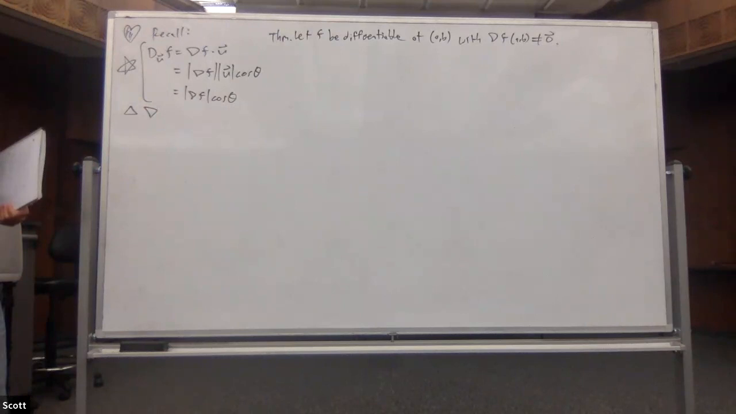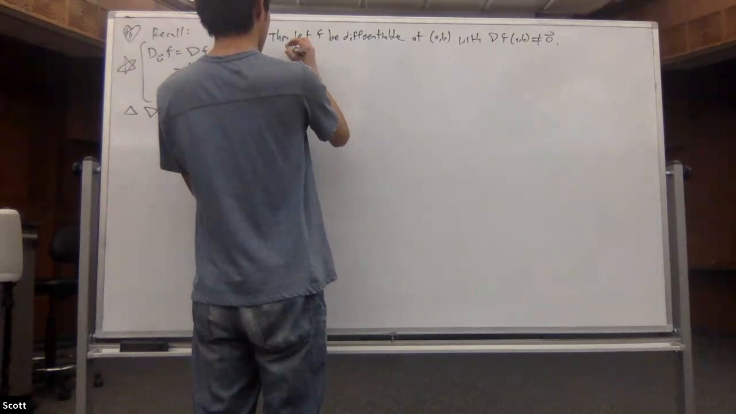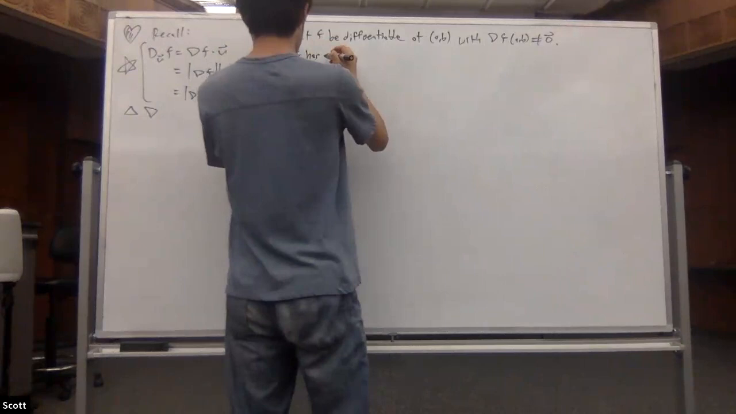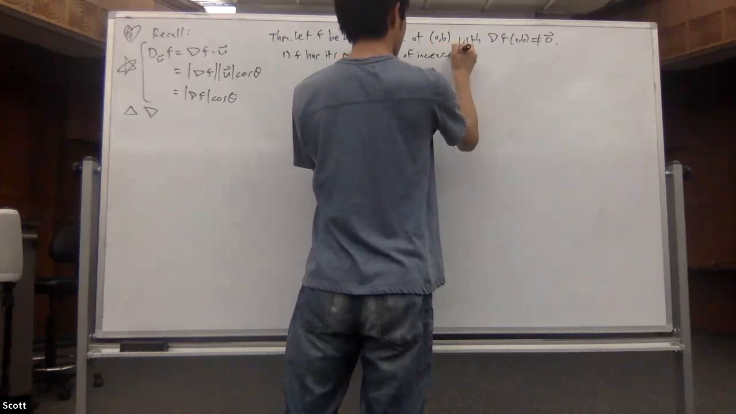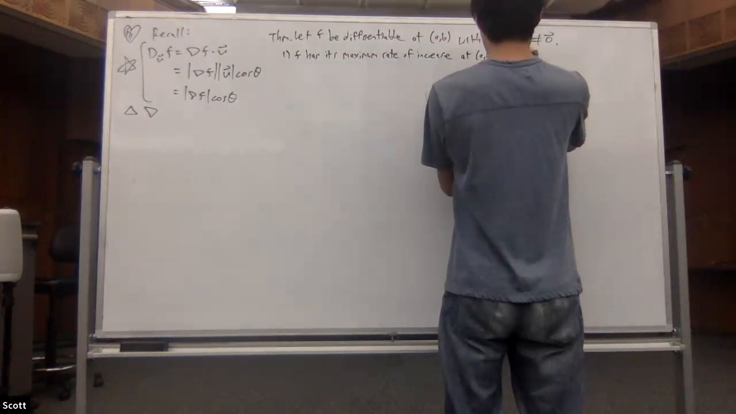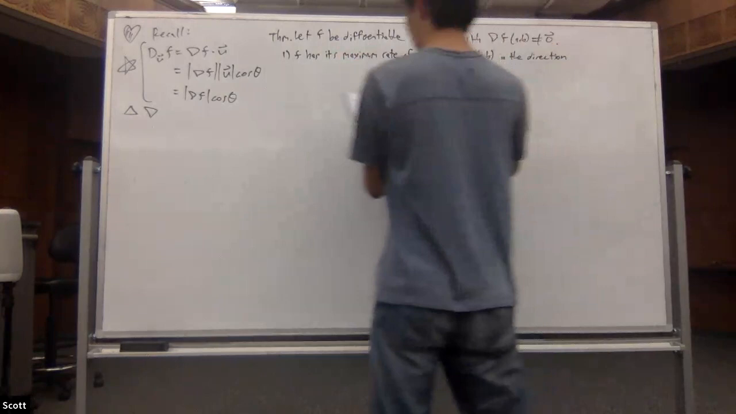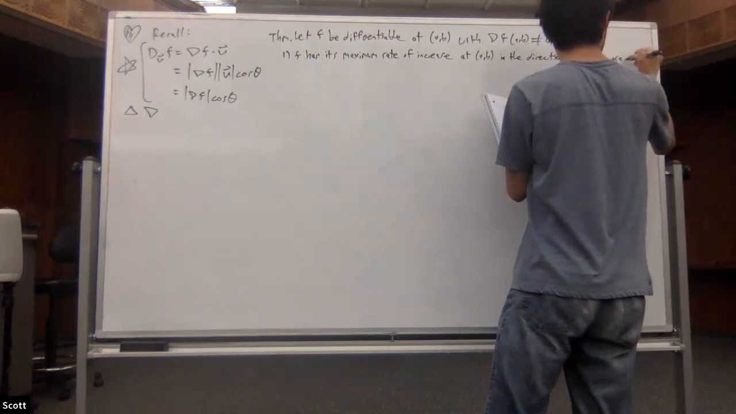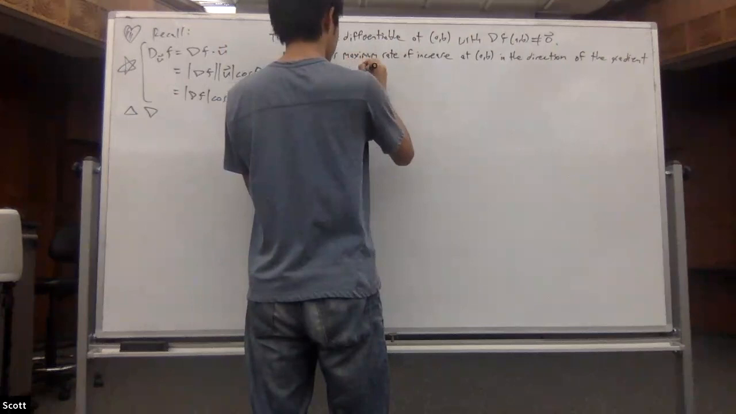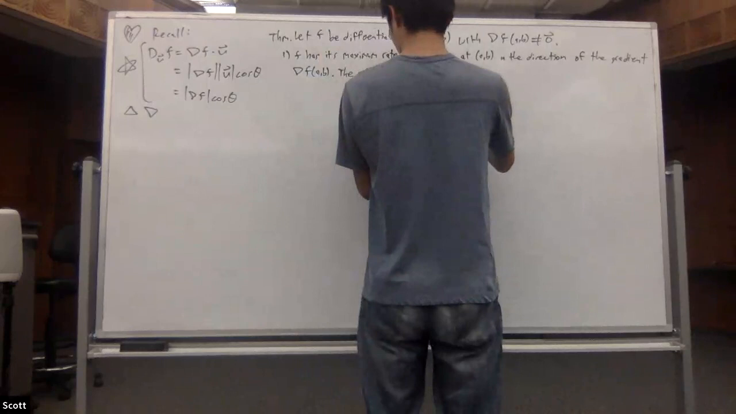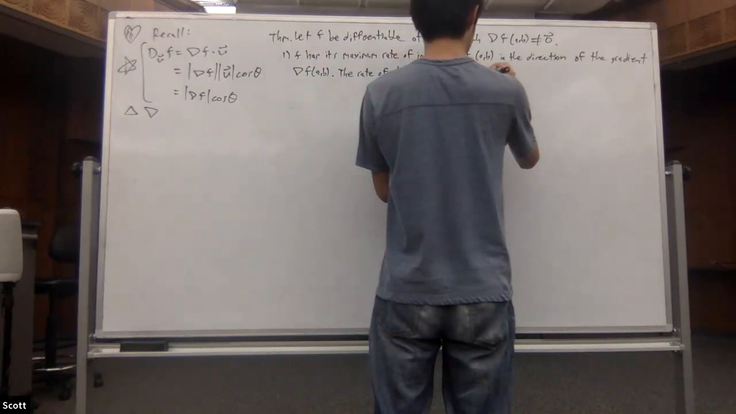Okay, so let's look at these properties. Number one, f has its maximum rate of increase at the point (a, b) in the direction of the gradient del f(a, b). And the rate of change in this direction is the magnitude. Why do we need a magnitude around our gradient?